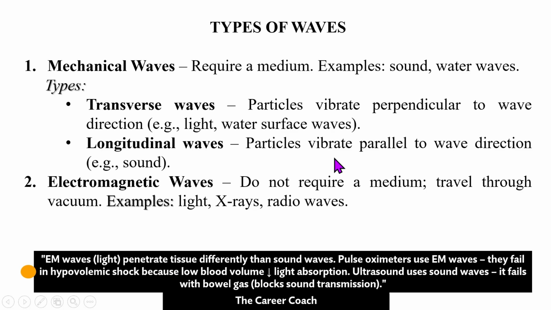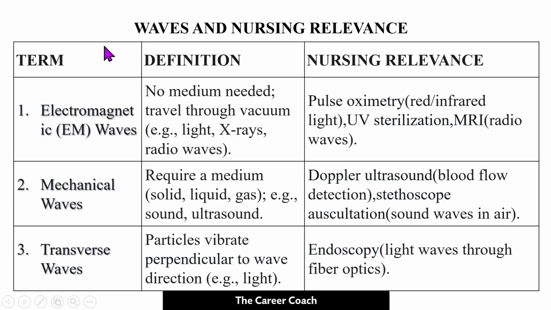Okay, so let's continue. Waves and nursing relevance. We'll discuss the term, the definition, and their nursing relevance. Electromagnetic waves, for instance, are waves that do not need a material medium. They travel through a vacuum. How does it relate to nursing? Pulse oximeters use red light or infrared light, ultraviolet sterilization, MRI, and radio waves. So the pulse oximeter, ultraviolet sterilization, and MRI all use electromagnetic waves.